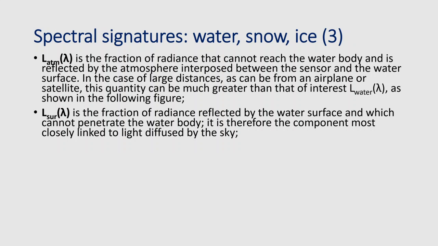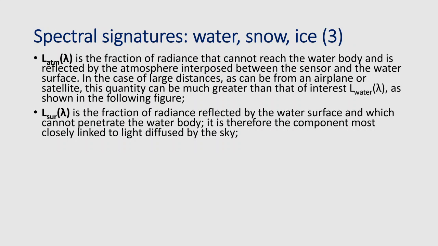Then the energy that is coming from the surface, L SIR, is the fraction of radiance reflected by the water surface, and which cannot penetrate the water body. It is therefore the component most closely linked to the light diffused by the sky. So what is coming from the surface of the water, for example, do you remember the images of northwestern Italy we analyzed in the first labs? You see that in the visible, that water is very bluish. So that means that what we are getting from the sensors is this fraction of radiance.